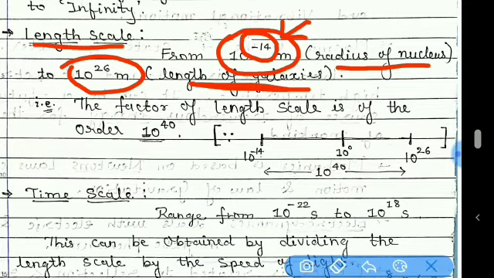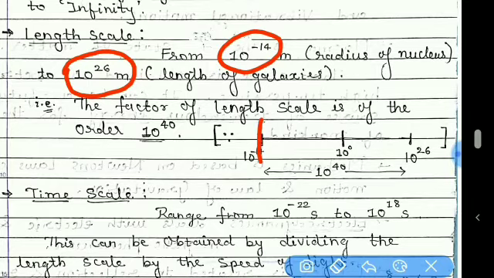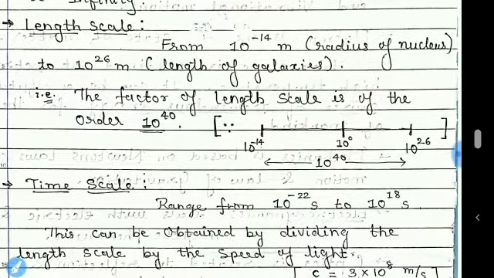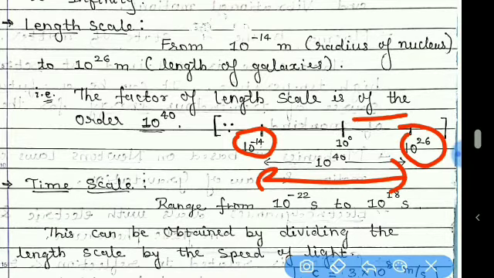Means the span in terms of length is from 10 raised to minus 14 to 10 raised to 26 meter. And so we can say that the range of length is about 10 raised to 40. You can see here 10 raised to minus 14 to 10 raised to 26. In between this distance is called the range, and the length scale has a range of about 10 raised to 40.